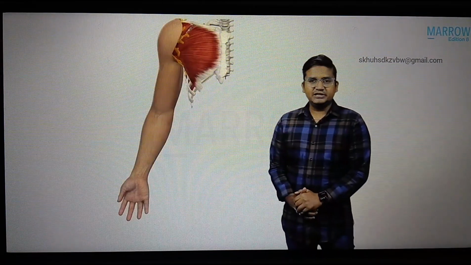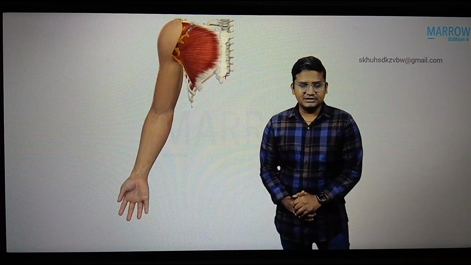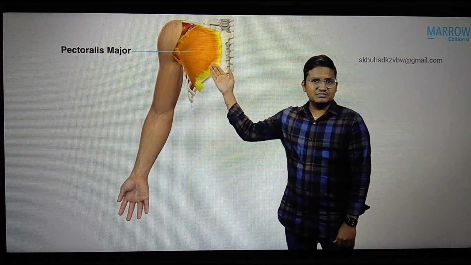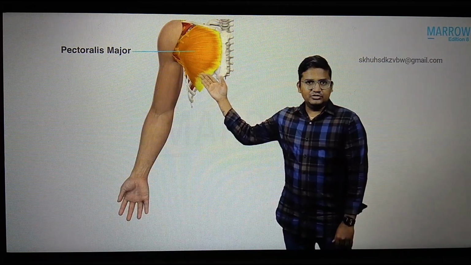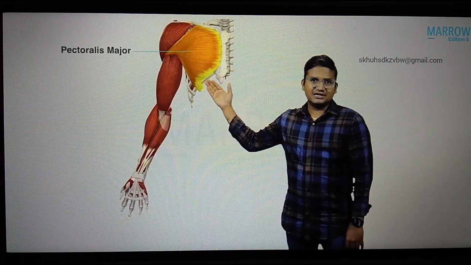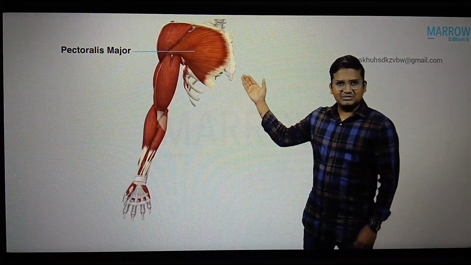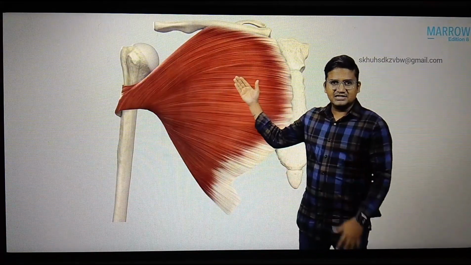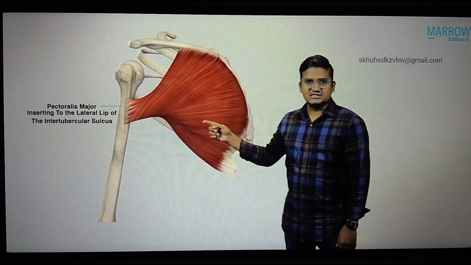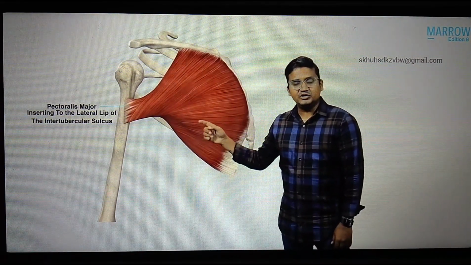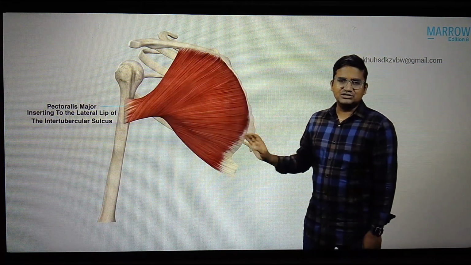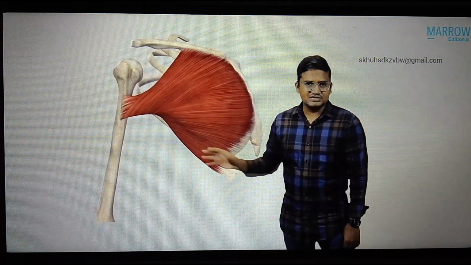So now we're going to see the muscles of the pectoral region. First and foremost muscle is our pectoralis major muscle. Now we remove the skin and fascia so that we can see the pectoralis major muscle clearly. Origin is not important, it comes from the clavicle, sternum and the costal cartilage, so leave that. Now see the insertion. It is inserted to the lateral lip of the intertubercular sulcus.